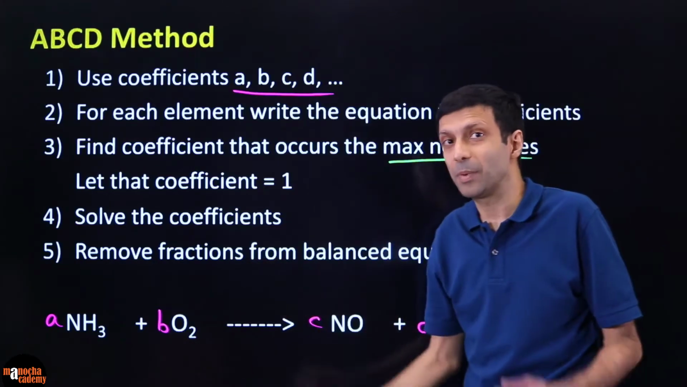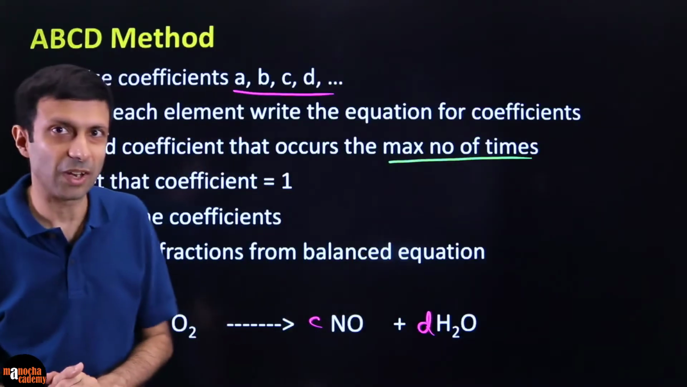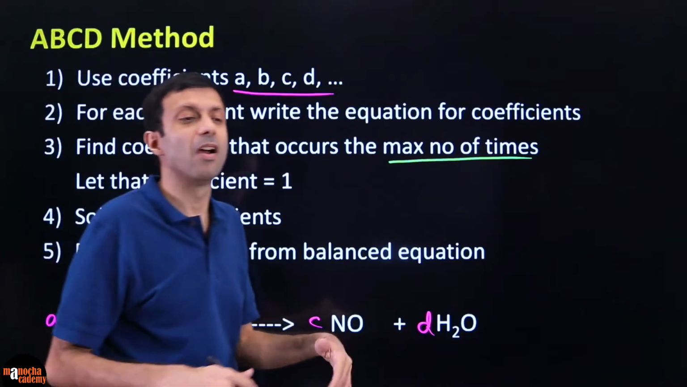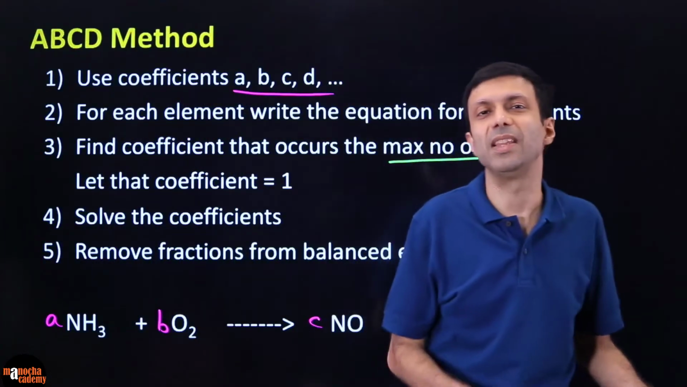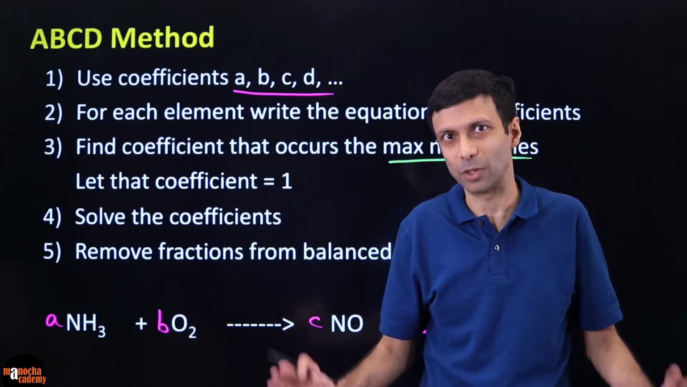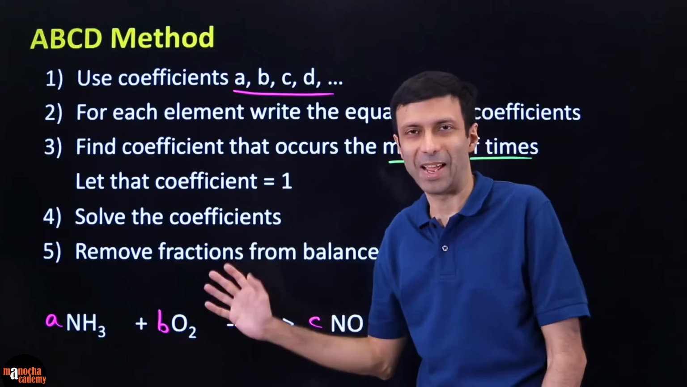Of course, you might end up again with fractions, like the method we did in hit and trial with fractions. So you can eliminate the fraction simply by multiplying with the LCM of the denominators, so that all the denominators cancel off. Okay, so let's understand this ABCD method in a practical way by applying it.